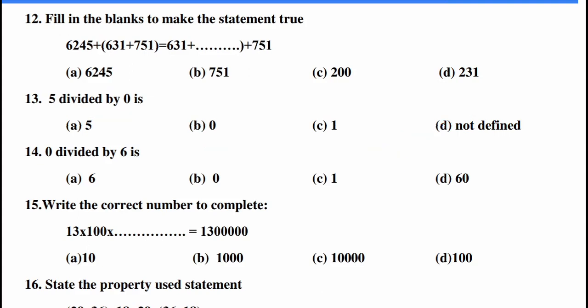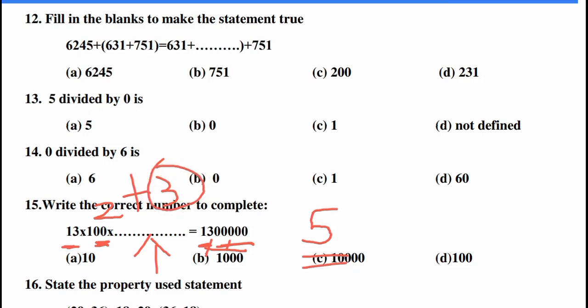Question number 15. Write the correct number to complete. 13 multiplied by 100 is given, then one blank is there. Then here you have 13 lakh. Now how many zeros are given here? It is 5. And here we have only 2. 13 is the same both sides. Now 2 plus 3 is equal to this 5. So here we have to write 3 zeros.